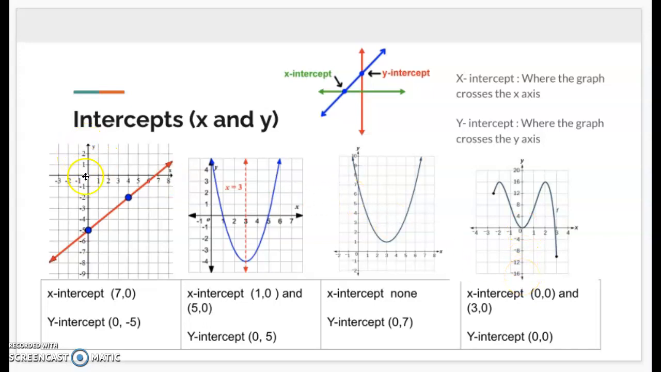So if I were to draw a line right here that's hitting at -5, again, if I were to write that as a point, it would be 0, -5. This one hits all the way up here, which is going to be at a +5. This one hits right here at +7. And then this one hits right here at 0. Again, you can have a graph that has none, just like we did for the x-intercept. I just do not have an example of that on here.